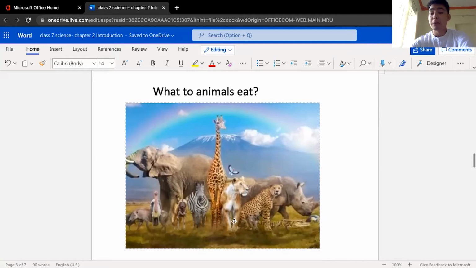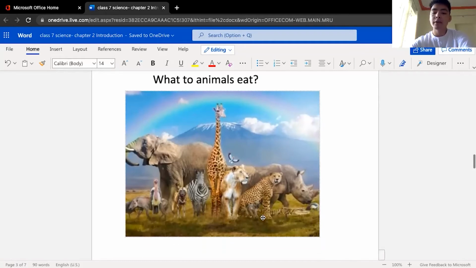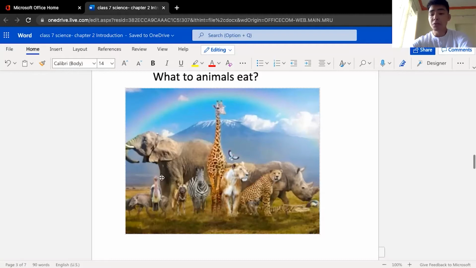You can see, animals means there are plenty, or should I say a plethora of species. Vulture, hyena, elephant, giraffe, lioness, cheetah, rhino.